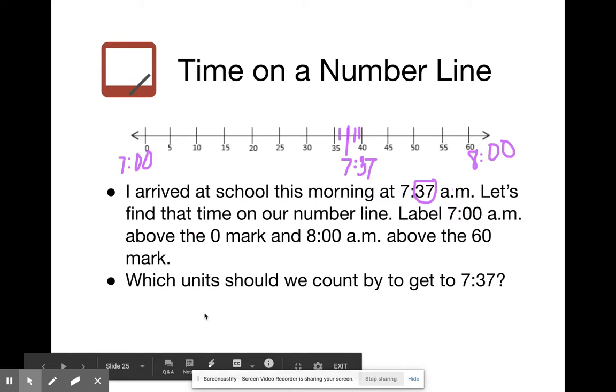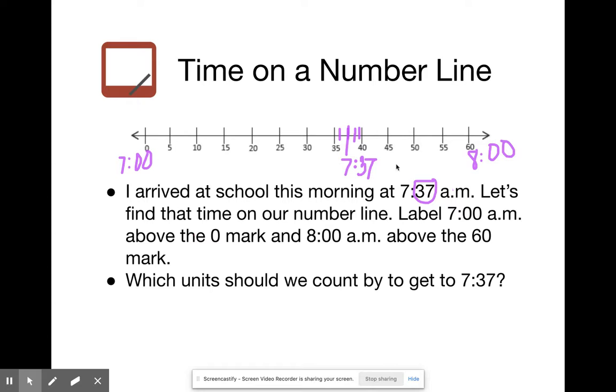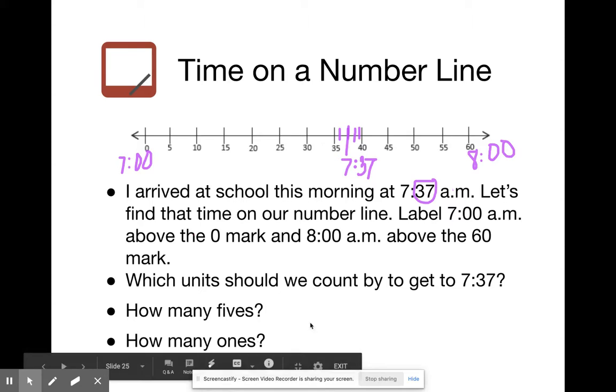Okay, and then when it says which units should we count by to get to 7:37? Well, we're not going to count by 5s to get to 7:37. We are going to count by 1s. And this says how many 5s and how many 1s.